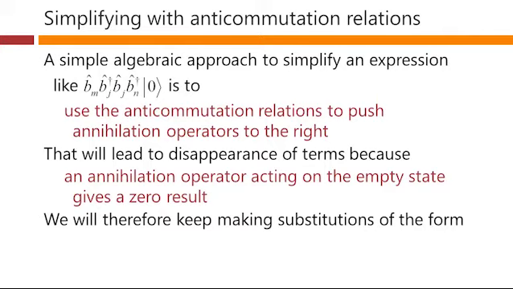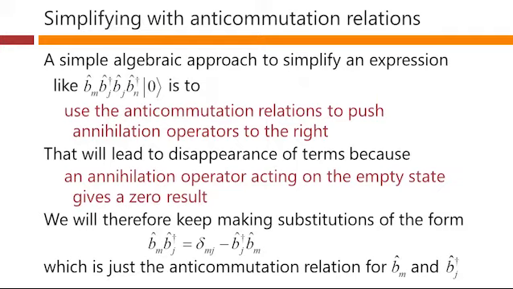So we'll keep making substitutions of this form. We see a pair like this with the annihilation operator on the left, the creation operator on the right. Then we use the anti-commutation relation to substitute this expression. And you see now we've got a Kronecker delta and we've got an annihilation operator on the right. This is the same as we did before, and we're just going to keep on doing this. So as I said, this is just the anti-commutation relation for these two operators.